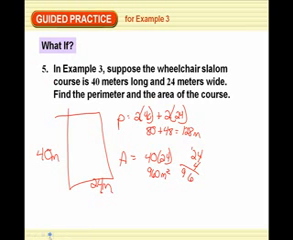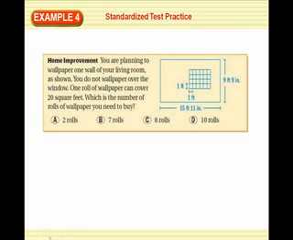So there's our area and our perimeter. Notice I have them labeled. So example number 4, which is at the top of page 34 in your book, standardized test practice, which means it's a multiple choice question.